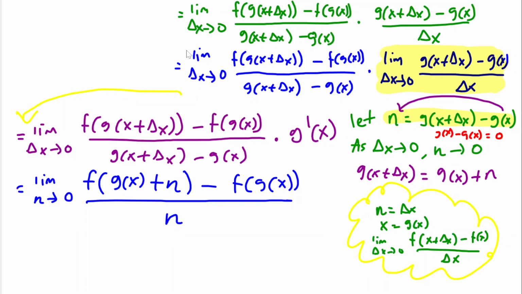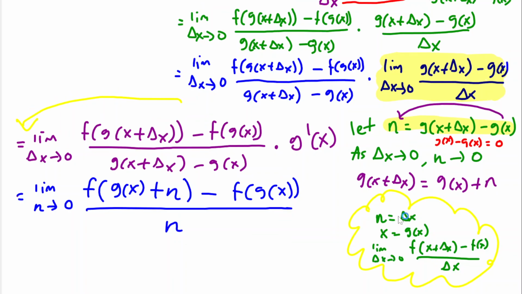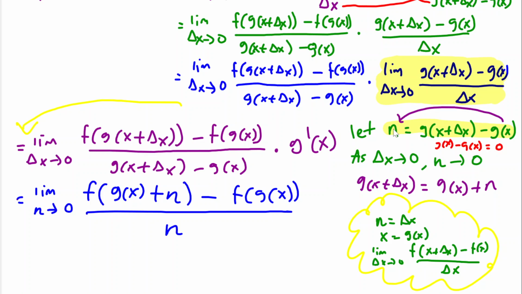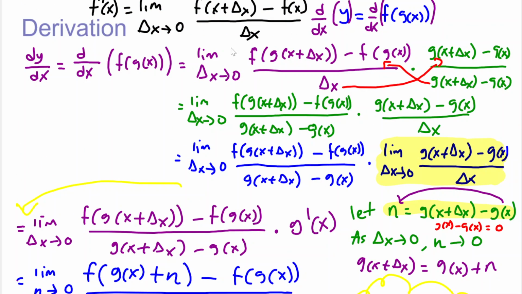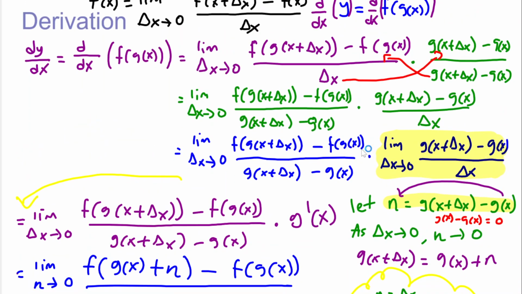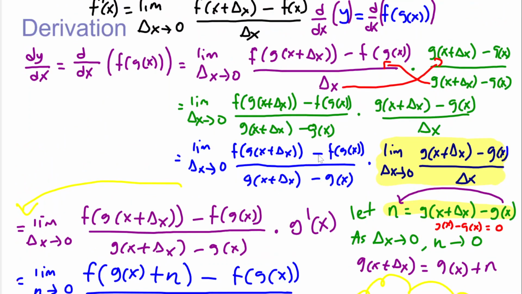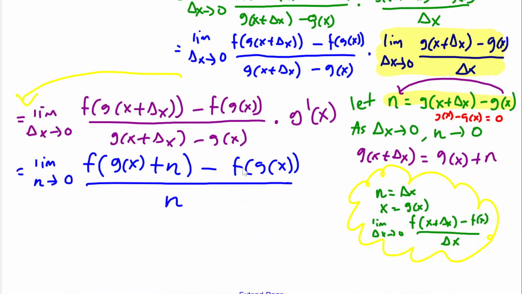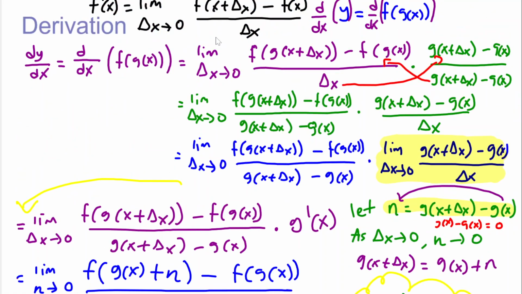Again, I'm drawing this in a thought bubble here, not to get you confused with this x and these x's and that x's. This n is not equal to this delta x. No, this n is equal to g of x plus delta x minus g of x. But I'm just letting you know that this fits the form of our limit definition of the derivative, where in this case n is in the place of this delta x right here, and g of x is in the place of this x right here. So don't get mixed up with this delta x and this n. I'm just saying that it fits this form.